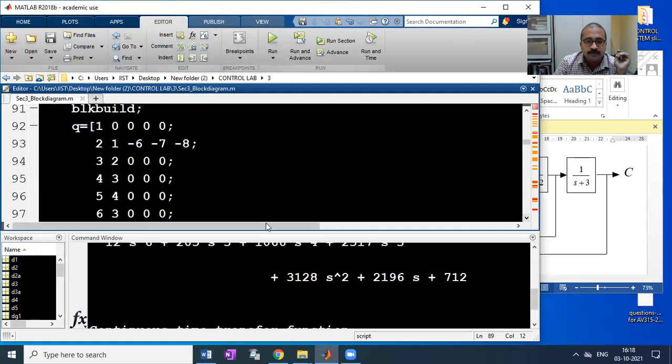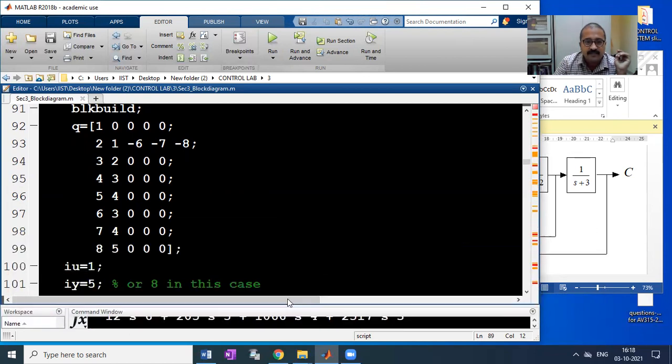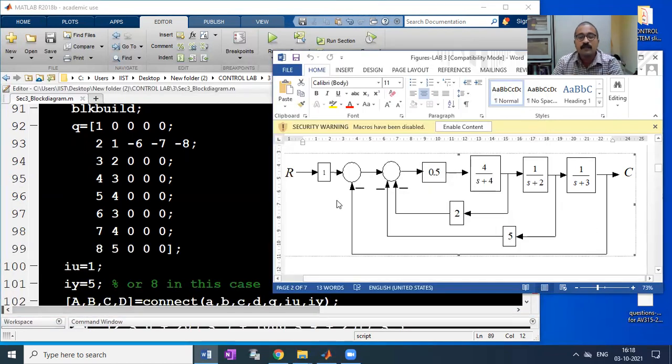Okay, so how to find Q? I will explain. Just give me a moment. Let me complete this. Okay, so Q is an array, right? So how many rows does Q have? Q has as many rows as the number of blocks. How many blocks did we have here? 8 blocks. So our connection matrix has 8 rows.